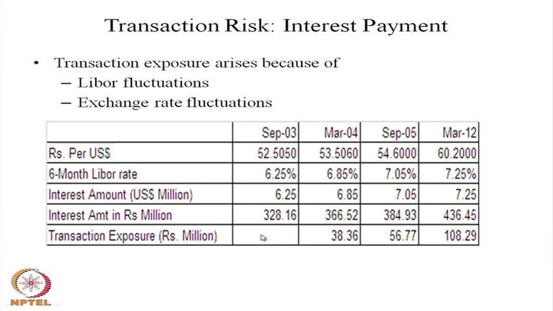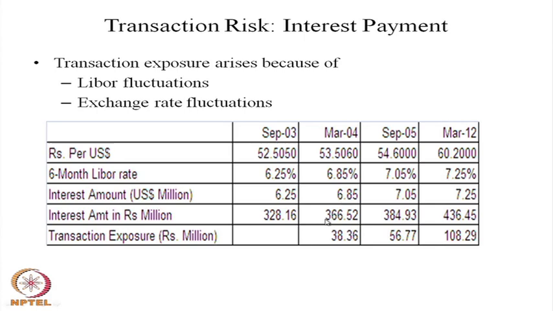Why? Because the current rate is 52.5050, the spot rate remains constant. Suppose the spot rate changes. By March 2004, again after 6 months, there will be another interest payment. At that time the rupee becomes 53.5060 per dollar, and LIBOR also changes to 6.85. So, 6.85 has to be paid.